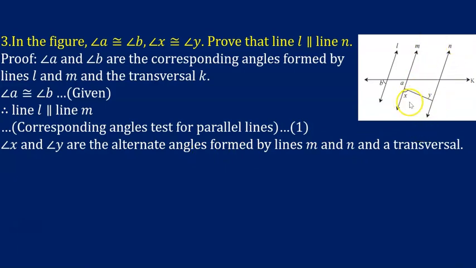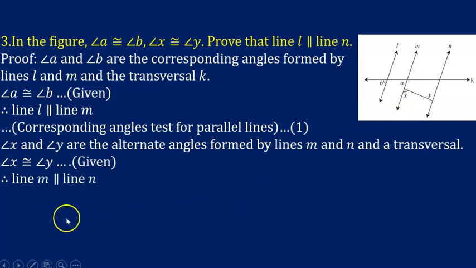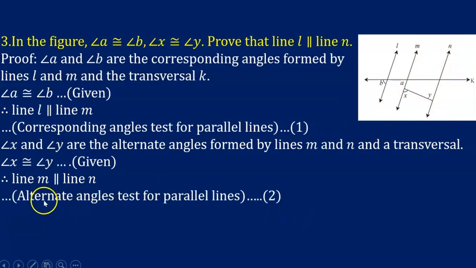X and Y, these are the alternate angles and a transversal. Their measures are equal. That is, angle X is congruent to angle Y, and hence line M is parallel to line N by the alternate angle test for parallel lines.